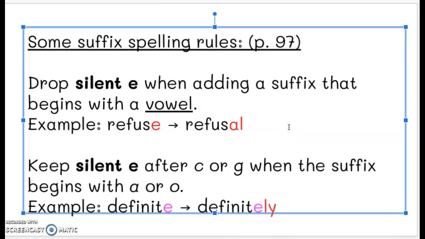The second rule is the opposite. You keep the silent E after C or G when the suffix begins with A or O. In other words, we have the word definite, which means to be sure of something. We are going to keep the silent E here, as you can see. So in this case, it's the opposite of the first rule. If we removed it, it is spelled wrong.